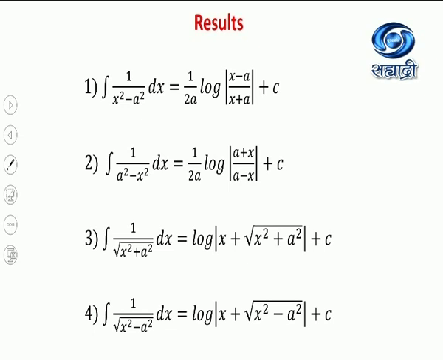Here students note that the first two results are not having roots and the third and the fourth results are having roots over here. Okay, so the answers are different. Integration 1 upon x square minus a square is 1 upon 2a log mod x minus a upon x plus a plus c. You can remember the formula that a square minus b square is a minus b upon a plus b. So in this way you can just relate with this.